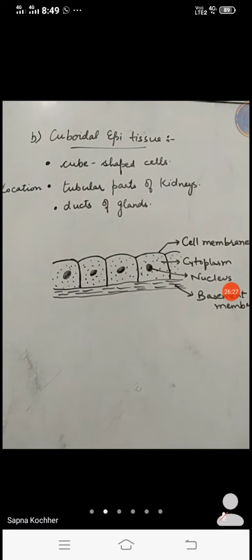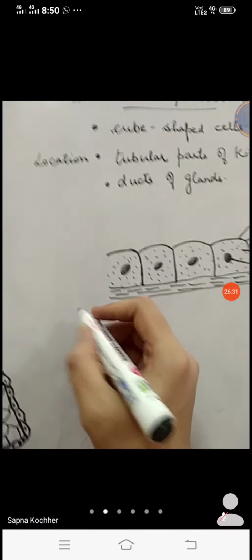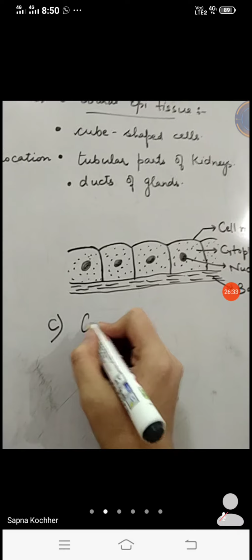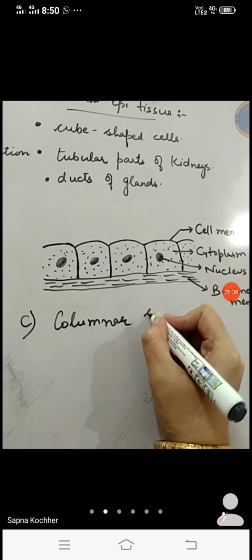Coming to the next, the third type, that is a columnar epithelium. Columnar, as the name is now saying, column shaped, right? So the third is columnar epithelial tissues.